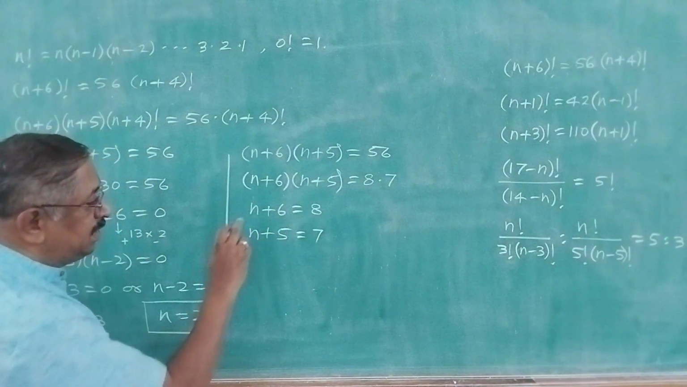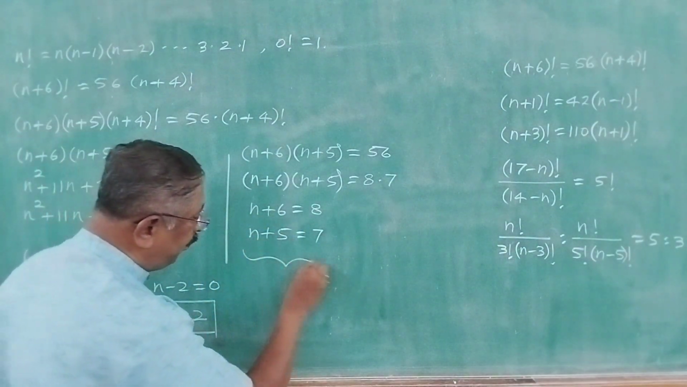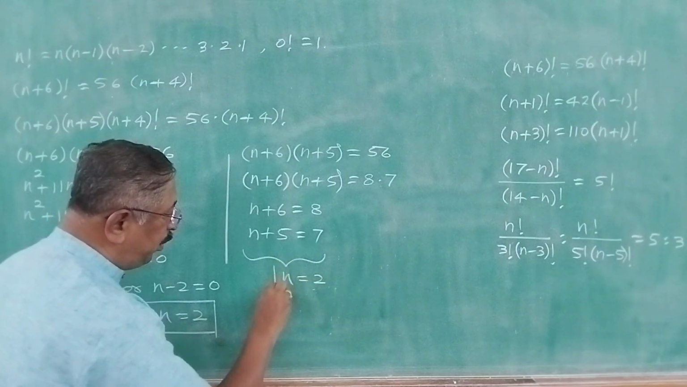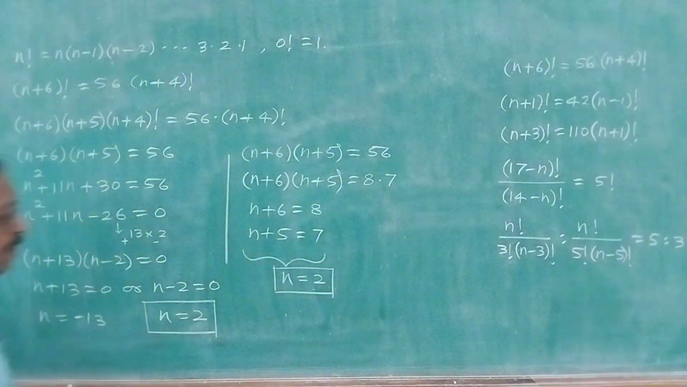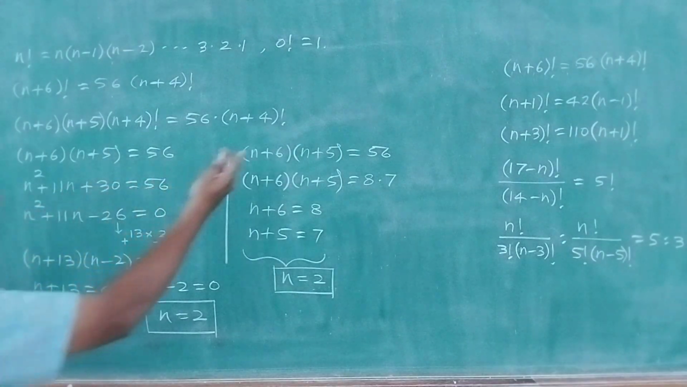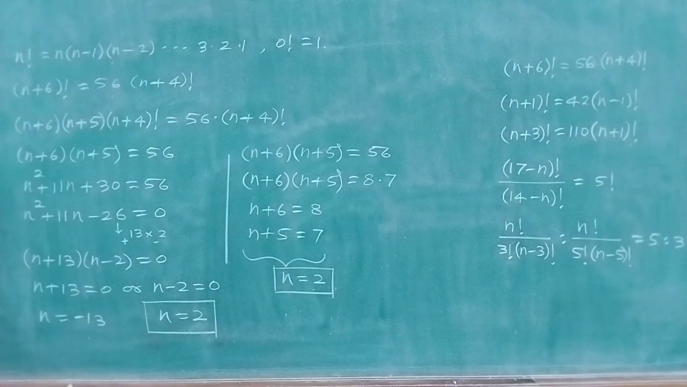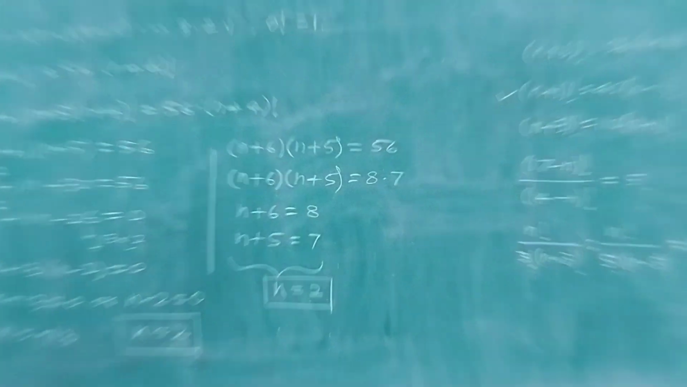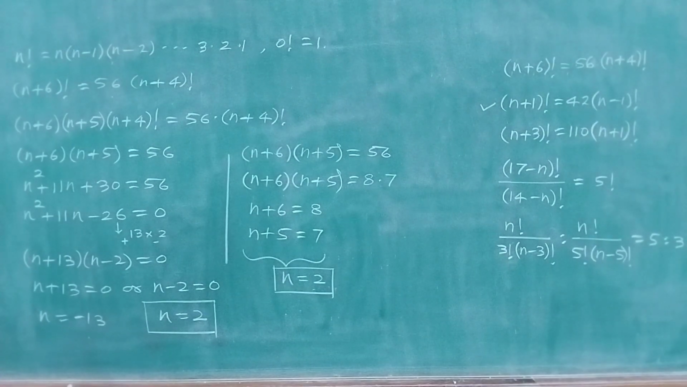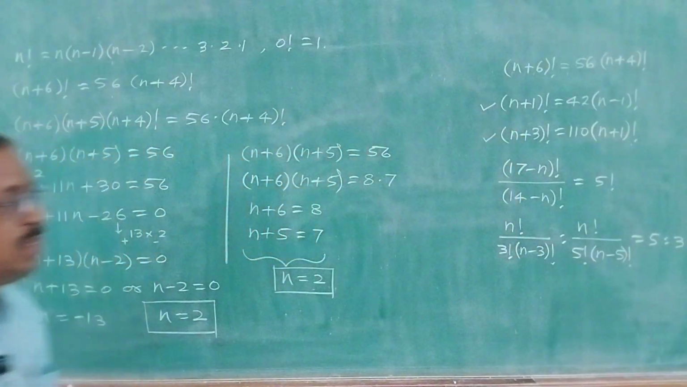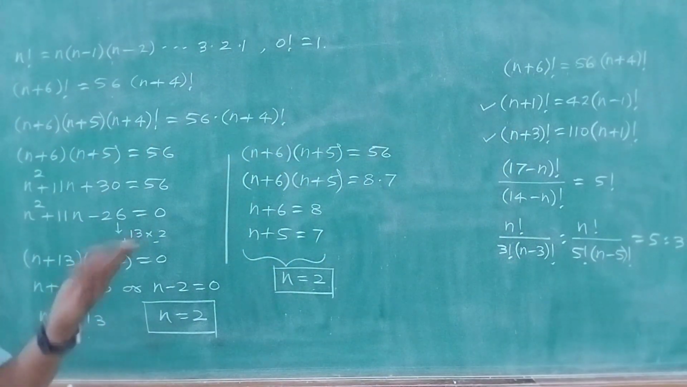In any of the cases, this gives you again n equal to 2, which we have written as the accepted answer. This will be the most convenient and preferable method. I have shown both of these. With this, you can take the next one as (n+1)! = 42 times (n-1)!. (n+3)! will be equal to 110 times (n+1)!.